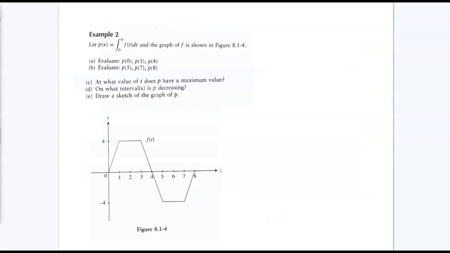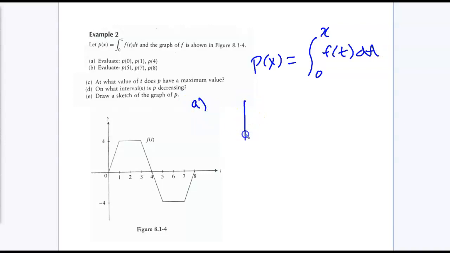So in this last example, again, we have the following. We have P of x is equal to the integral from 0 to x of f of t dt. And then part A, they want us to evaluate 0, 1, and 4 in P, and then part B, 5, 7, and 8. So eventually we're going to make a table of values, and we're going to be evaluating 0, 1, 4, 5, 7, and 8. So using the fundamental theorem of calculus, if I put 0 in, I'm going to get the integral from 0 to 0, which is 0.